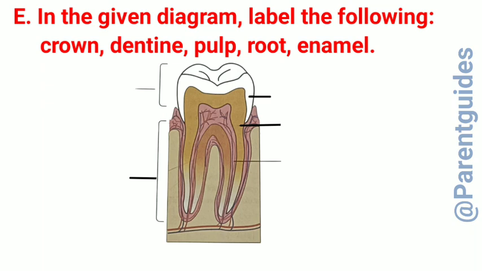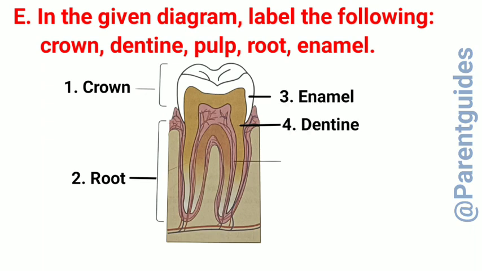E. In the given diagram, label the following: crown, dentin, pulp, root, enamel. From the left side, 1. Crown, 2. Root. On the right side, 3. Enamel, 4. Dentin, 5. Pulp.